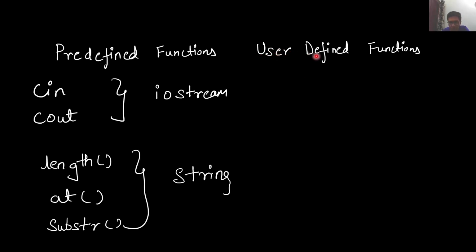In user-defined functions, we are manually creating the functions by ourselves, right? We are also defining them and using them at the same time, right? So user-defined functions are created inside the program. They are also defined inside the program and they are also used inside the program, right? So in this video, we are going to see how user-defined functions are actually made and used, right?